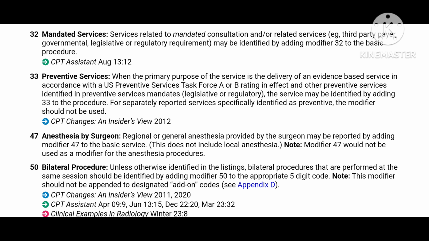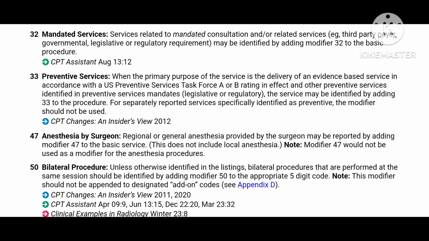Next is modifier 50. This also I don't have to tell. What is this modifier 50? Bilateral procedures. And there is an important guideline. Never use modifier 50 with add-on codes. So that is the thing you have to remember. Bilateral procedures means it is done on both right and left sides of the body.